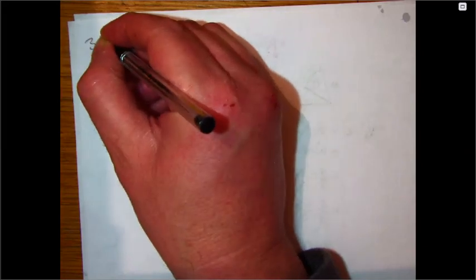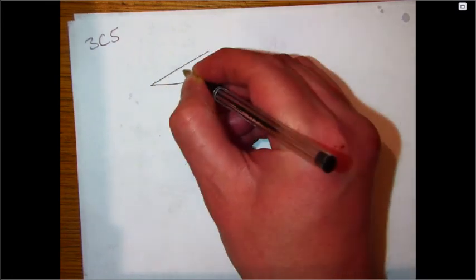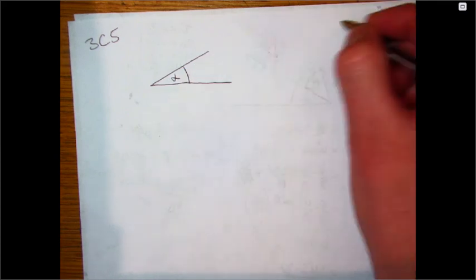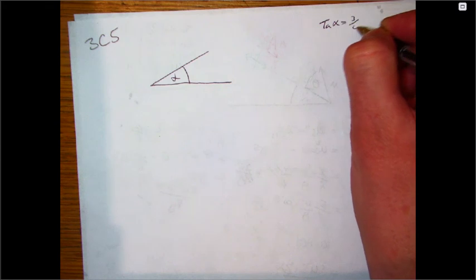Chapter 3, Section C, Question 5. We have a plane that's inclined to the horizontal at an angle alpha, where tan alpha is equal to 3 over 4.